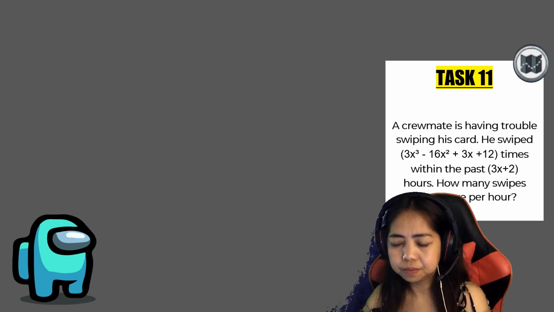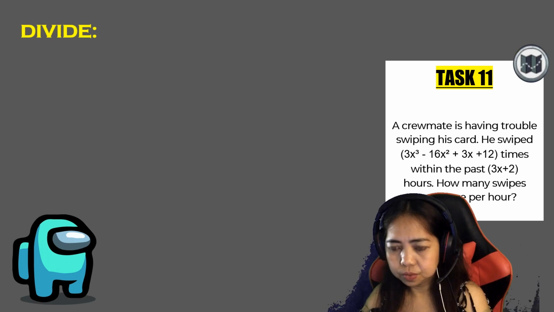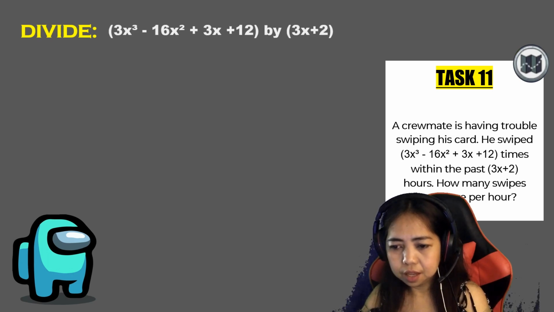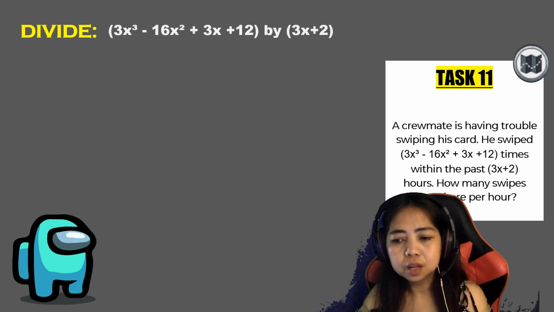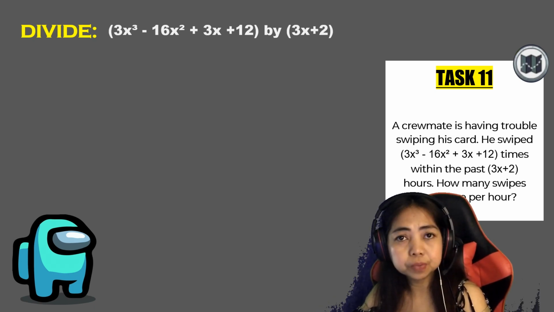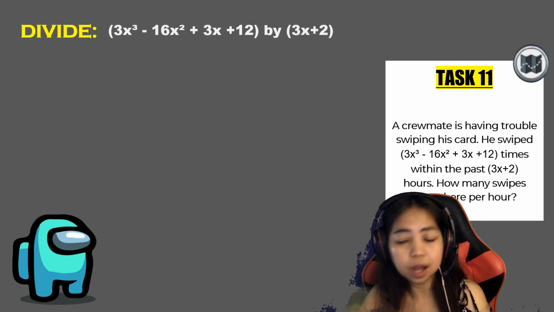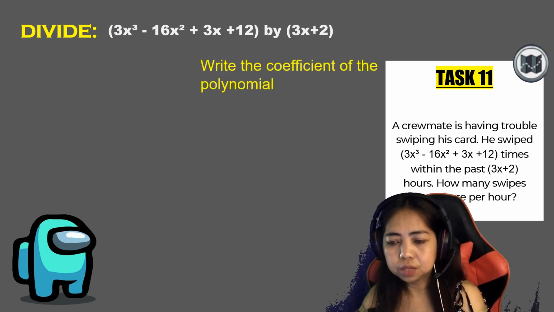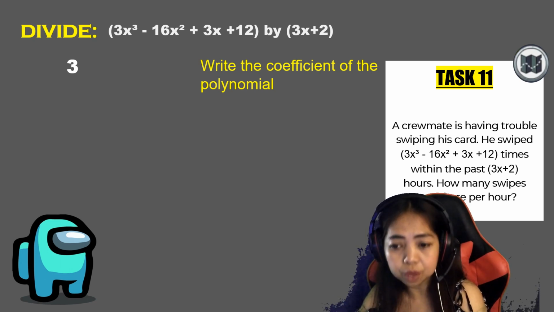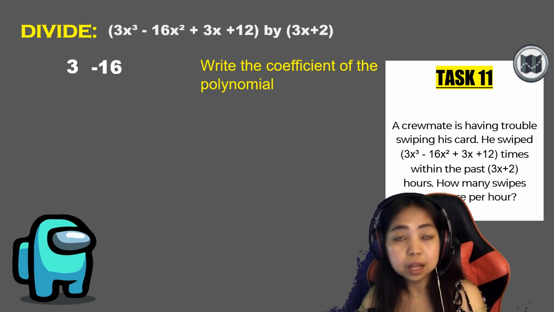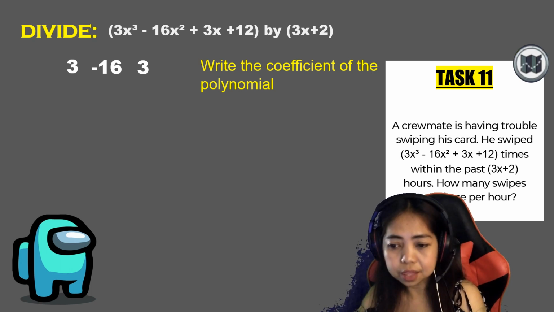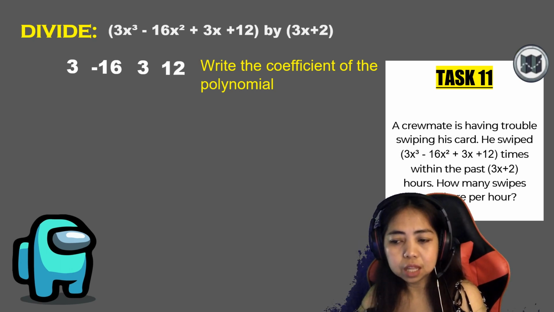Okay, anyway. So, divide 3x cubed minus 16x squared plus 3x plus 12 by 3x plus 2. Nakaayos na siya. So, sulat na natin yung mga coefficient. Write the coefficients of the polynomial. Yung x to the third, ang coefficient niya ay 3. Yung nasa unahan naman ng x squared is negative 16. Yung nasa unahan ng x ay 3. And then, yung constant natin ay 12.